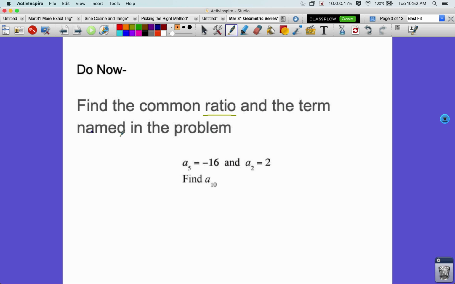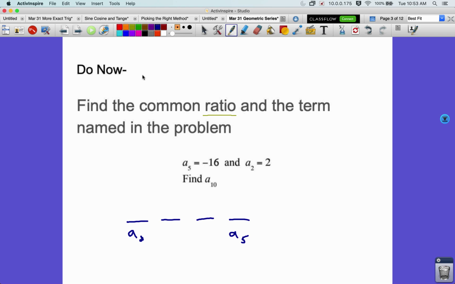And then we want to find the term named in the problem. So it gives us the fifth term and the second term, out of order. That shouldn't matter too much. We want to find the 10th term. What can be really useful is to figure out how many steps are between the second term and the fifth term. So I'm just going to write out a sub 2 here, and then I'm just going to count 3, 4, 5, and this is a sub 5.